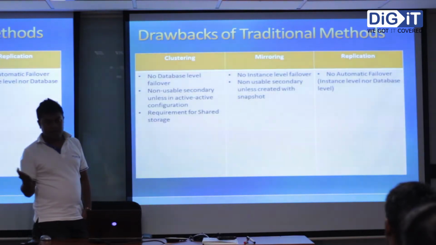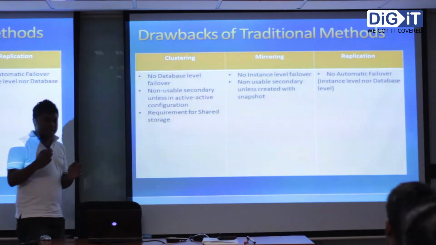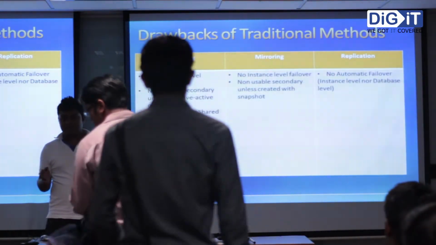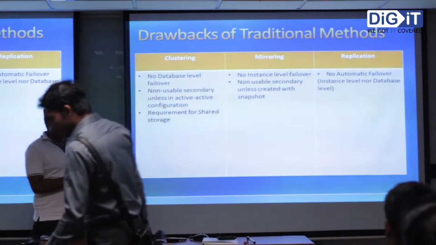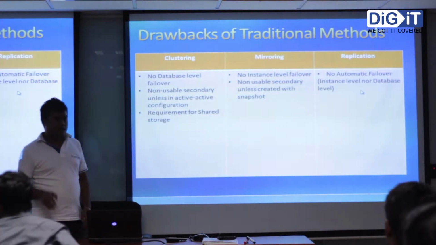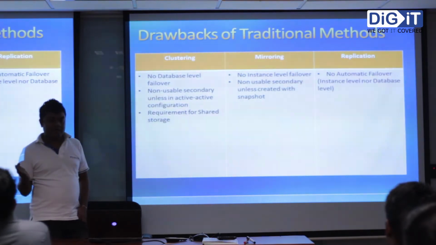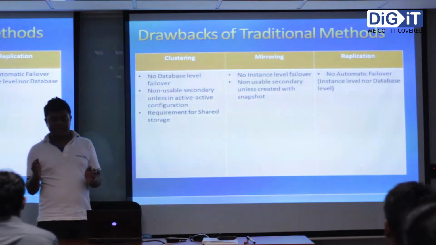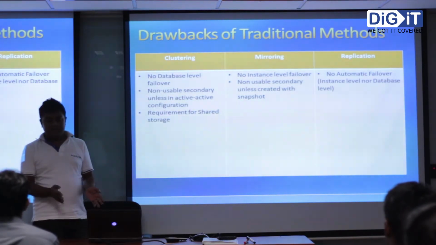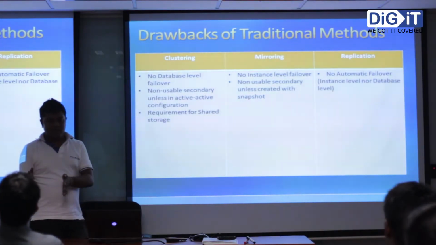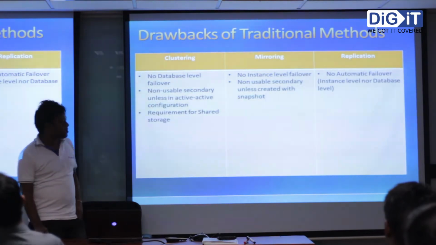In mirroring, there is no instance level failover; you have to do DB level failover. So if you want to move only one database to another server, you don't have a way to do that. You have to move the whole instance to the other one. And in replication, you cannot have automatic failover. Automatic failover means when something happens to your primary server, it automatically fails over the instance to the other one, so users don't experience much downtime.